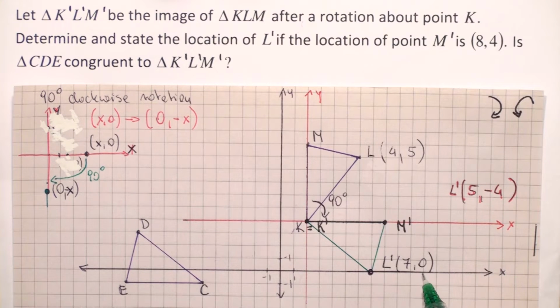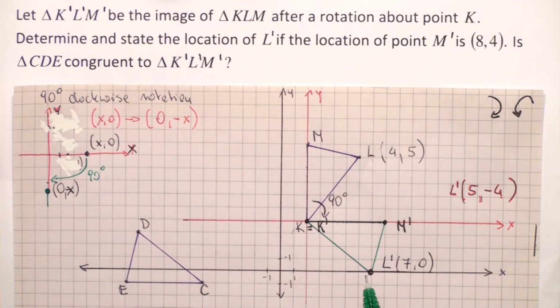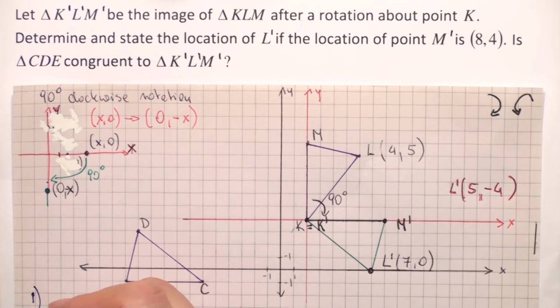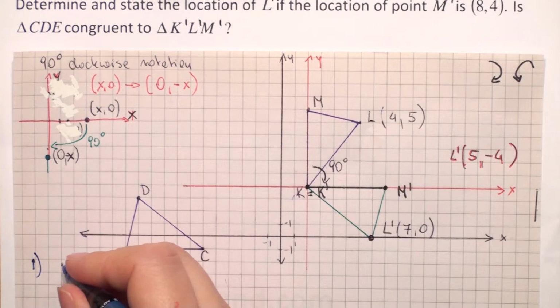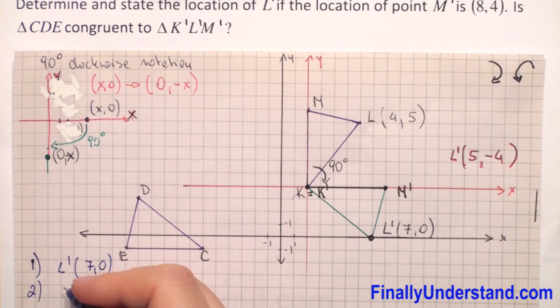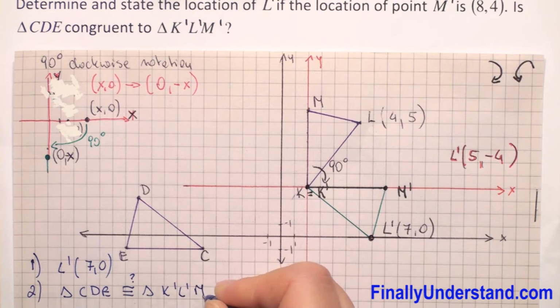And now we have to check if triangle CDE is congruent to triangle K prime, L prime, M prime. Triangle CDE. We have the next question. So the solution to the first part of our problem. Let's write: this is the solution for the first part. L prime has coordinates 7, 0. Now we have to check if triangle CDE is congruent to triangle K prime, L prime, M prime.